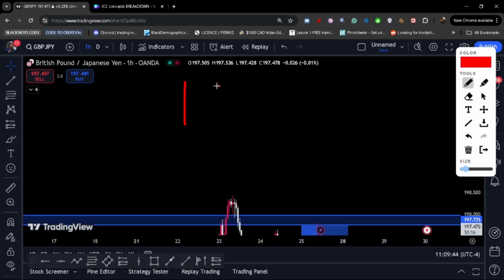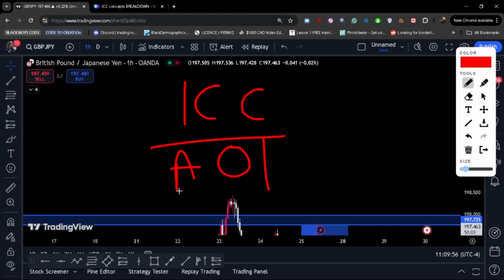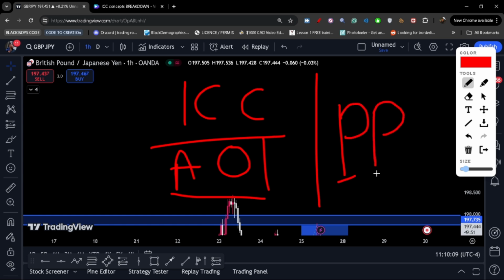The first concept, guys, is ICC, essentially the strategy that I use, right? And I'll break everything down very soon actually, right? And then the second thing, guys, is going to be your area of interest, right? This is going to be very essential for you when it comes to understanding where price wants to make a huge move from. And then the last thing you have to understand, guys, is going to be your pivot point, right? So the PP. If you've watched South Park, you know what I mean, the PP.